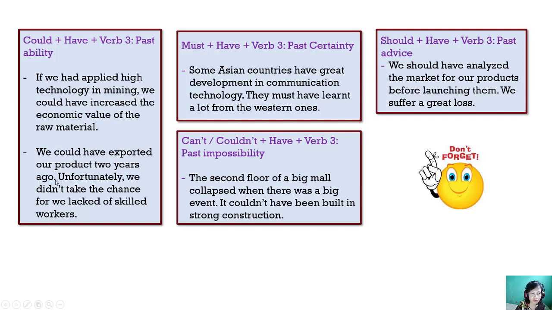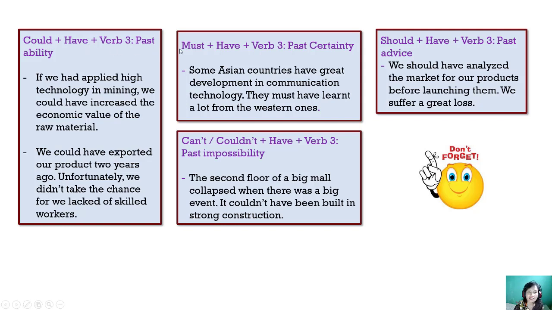But we still have the fact here. We could have exported our product 2 years ago. Unfortunately, to show the contrary, we didn't take the chance for we lacked skilled workers. So this is the fact. Because we lacked skilled workers, we didn't have the ability to export. Actually, we had the ability, but we didn't do that. We didn't export. We didn't take the chance because we lacked skilled workers.